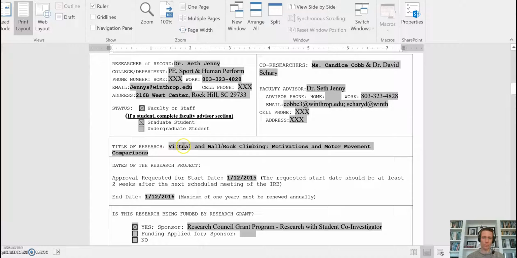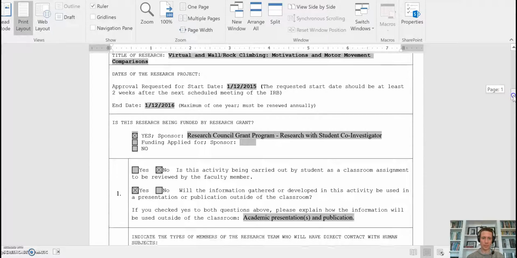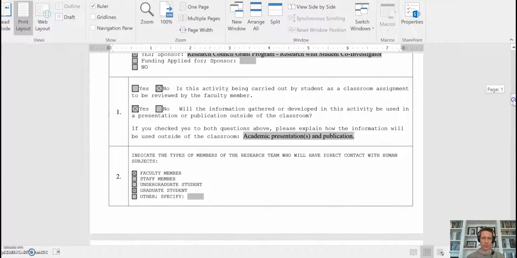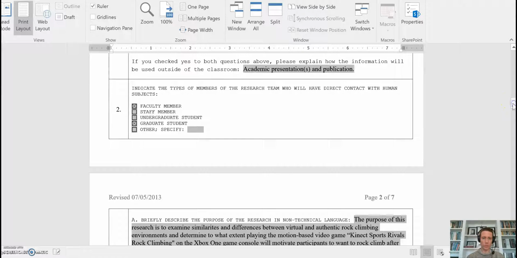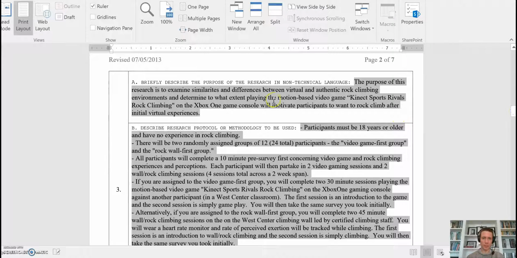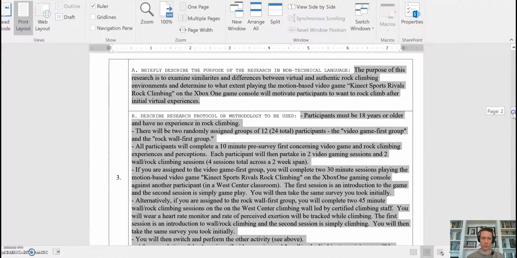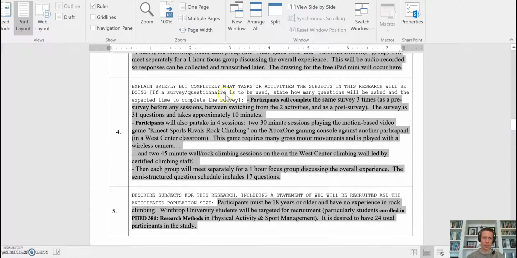The title, Virtual and Wall Rock Climbing, Motivations and Motor Movement Comparisons, was the title of the study. There's the dates. Where will it be disseminated? Academic presentation, publication. Who's involved on the research team: faculty and graduate students. And here is describe the purpose of the research. Here is a bulleted style protocol or methodology that's going to be used. So this whole document is 7 pages.